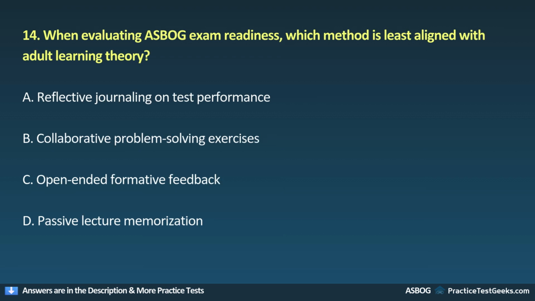14. When evaluating ASBOG exam readiness, which method is least aligned with adult learning theory? A. Reflective journaling on test performance. B. Collaborative problem-solving exercises. C. Open-ended formative feedback. D. Passive lecture memorization.